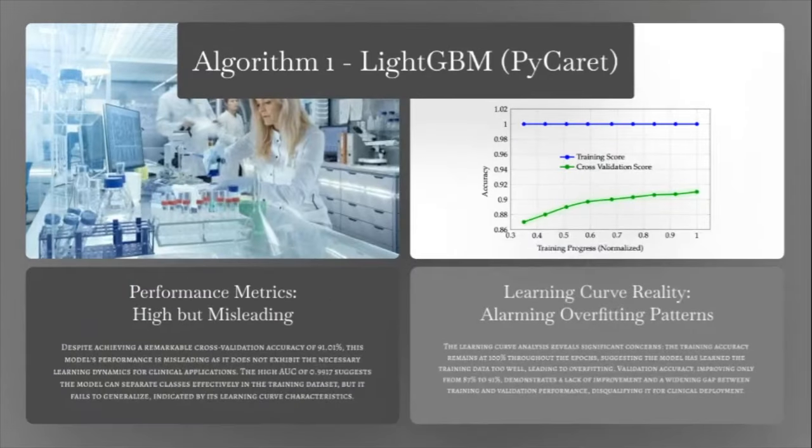Let's apply this to our study. Algorithm 1 achieved 91% cross-validation accuracy. Impressive, right? But look at the learning curves. Training accuracy stays at 100% throughout, while validation barely improves from 87 to 91%. This massive gap screams overfitting. Pure memorization, not learning. Despite the highest reported accuracy, this model is disqualified for clinical use. The learning dynamics tell the real story.